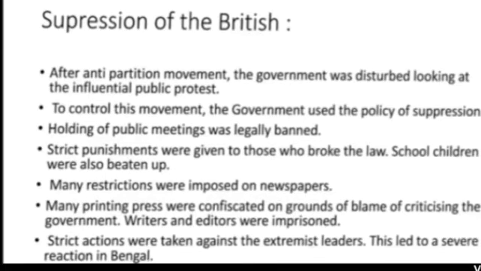Many restrictions were imposed on newspapers. Many printing presses were confiscated on the grounds of criticizing the government. Writers and editors were imprisoned. Strict action was taken against the extremist leaders. This led to a severe reaction in Bengal.